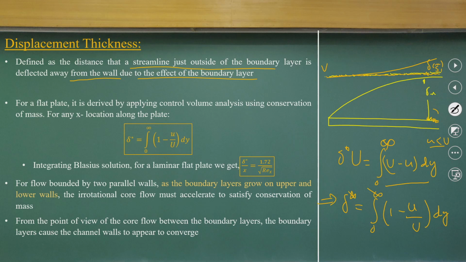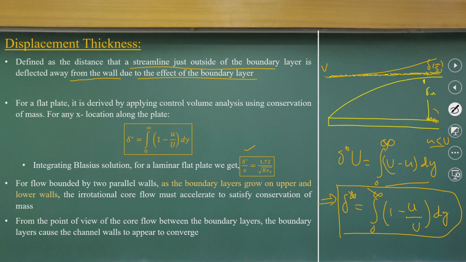There is a reduction of the velocity field near the boundary layer, and because of that the mass conservation has to hold good. So the outer streamline is deflected, and that deflected part we call the displacement thickness. With simple mass conservation equations we can get the relationship. If I know the u value, then we can always compute the displacement thickness.